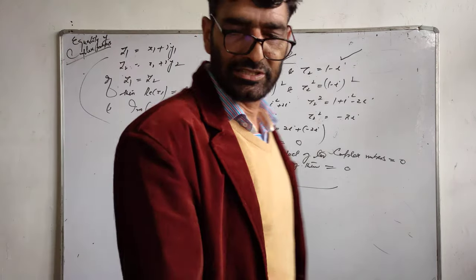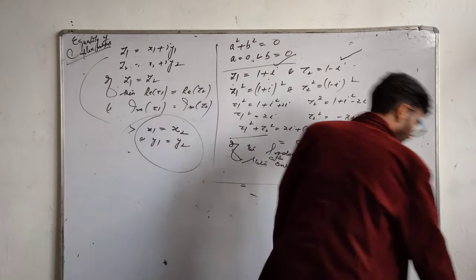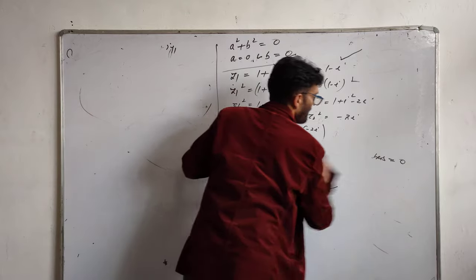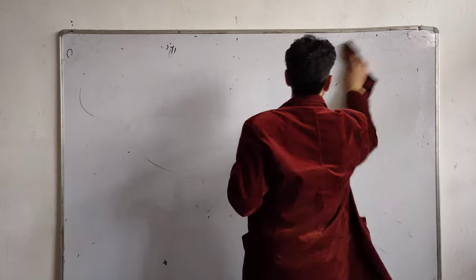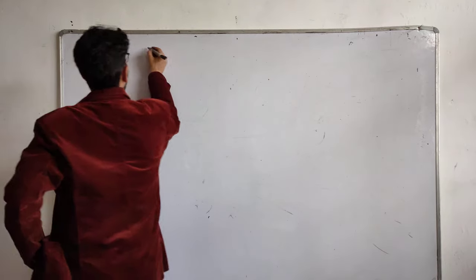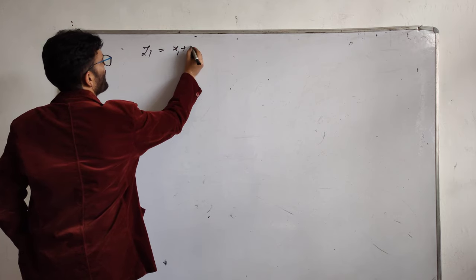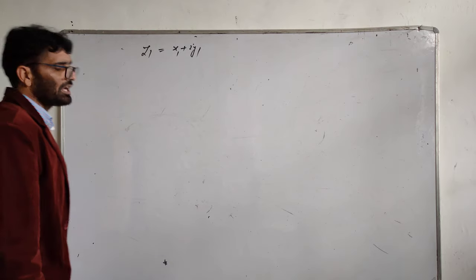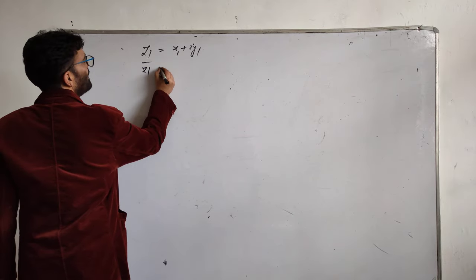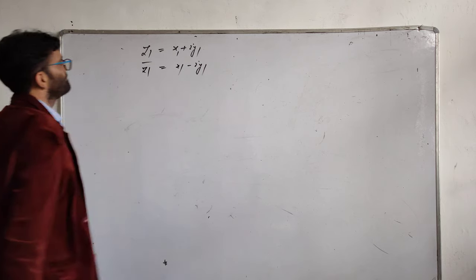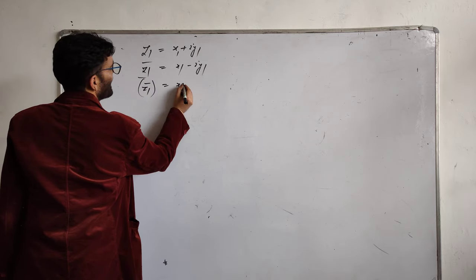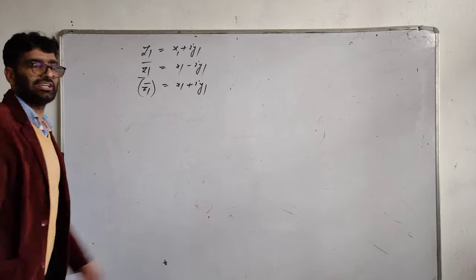Now one more thing is talked about here in case of complex numbers, that is the complex conjugate. Conjugate here means if we have a complex number z1 equal to x1 plus i y1, then its complex conjugate is simply obtained by changing the sign of the imaginary part. That is, z1 conjugate is equal to x1 minus i y1. And it is obvious that the conjugate of z1 conjugate is once again x1 plus i y1. That is, the conjugate of the conjugate is the number itself.